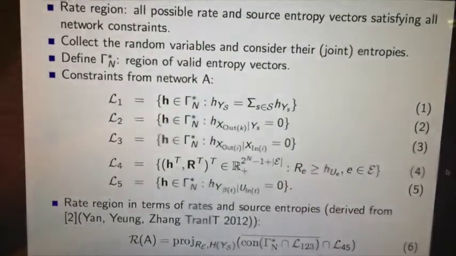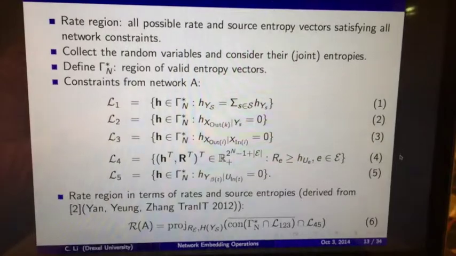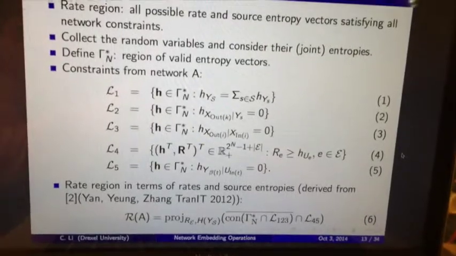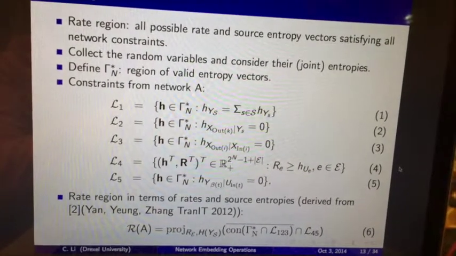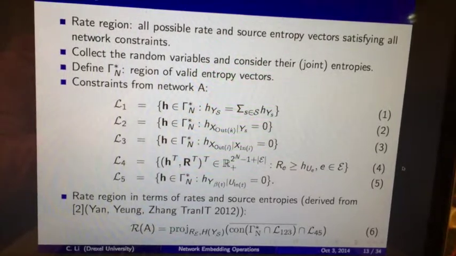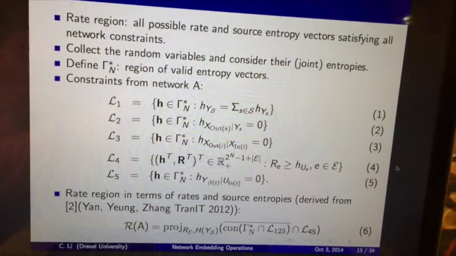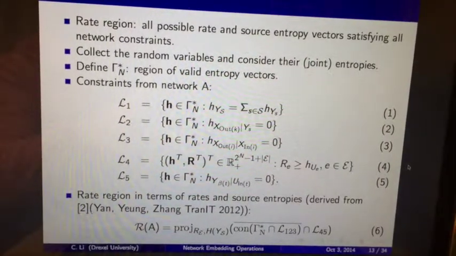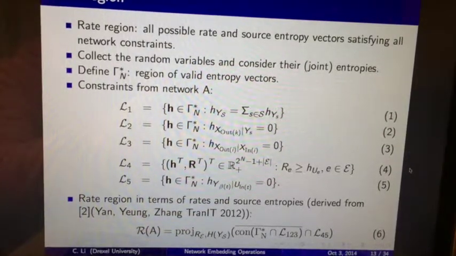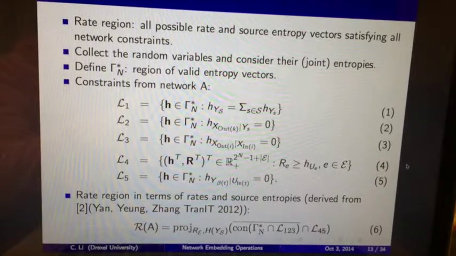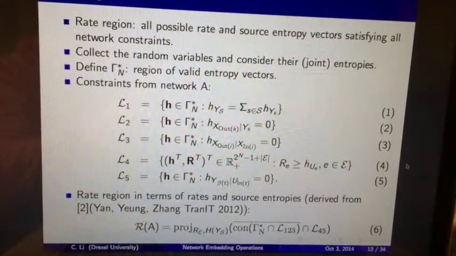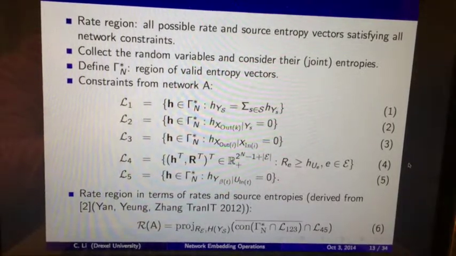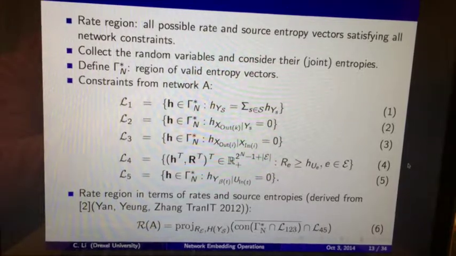The rate region contains all possible rates or capacities and source entropy vectors satisfying all such network constraints. If we collect all random variables, we can define the region of entropic vectors Gamma star, where entropic means there exists a valid distribution associated with the joint entropies. We can define the sets L1 to L5 corresponding to the network constraints we just mentioned. The rate region in terms of rates or capacities and source entropies can be expressed this way, which is derived from the Yan and Yeung 2012 Transactions on Information Theory paper.